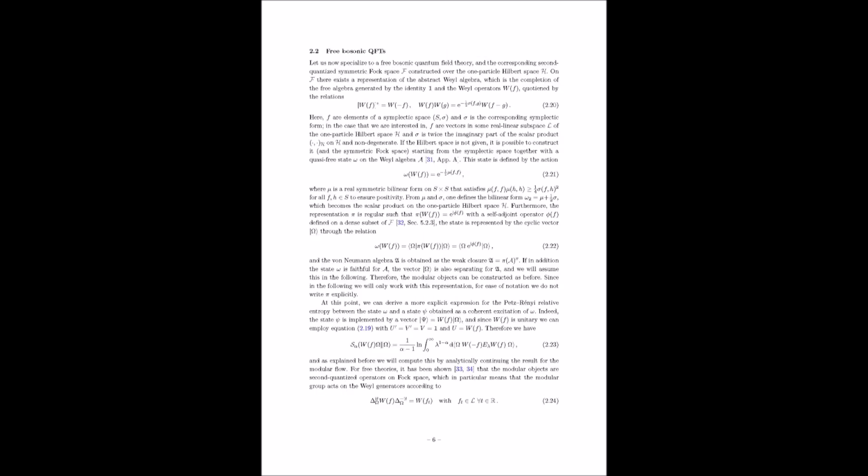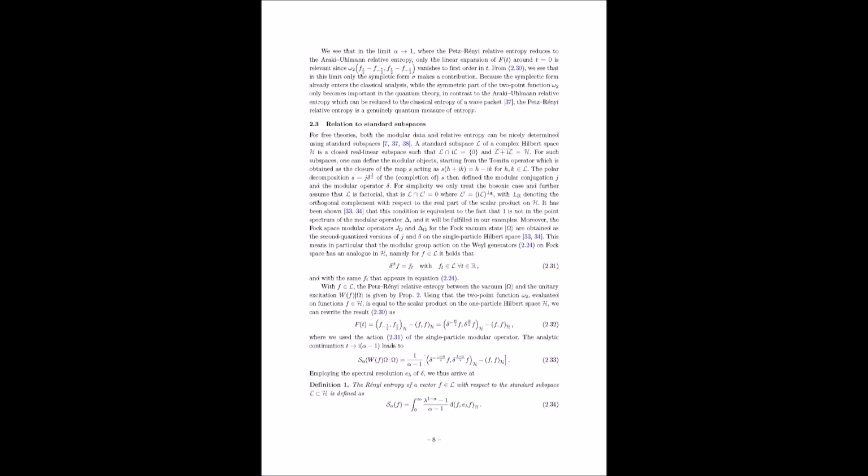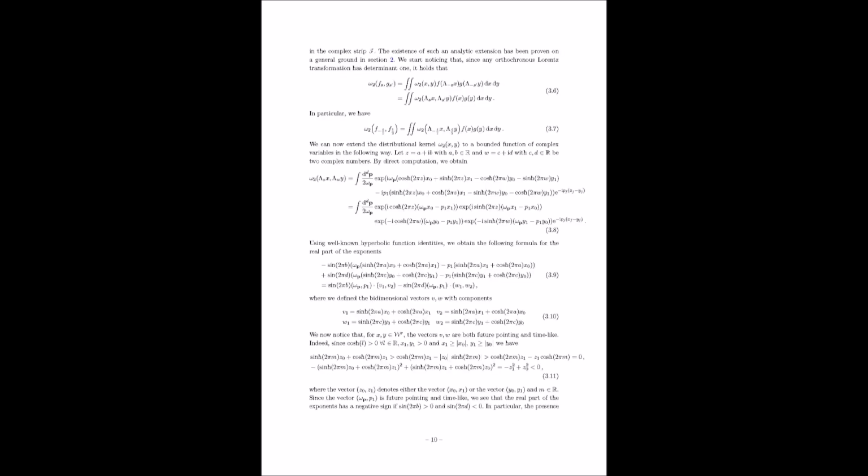And this specific action of the modular operator is what allows us to calculate the Petz-Rényi relative entropy in this setting. They demonstrate that it can be calculated using something called the two-point function of the quasi-free state. Ah, the two-point function makes a comeback. Remind me what that is again? It's a mathematical object that captures the correlations between different points in the quantum field. Think of it as a measure of how much the field at one point knows about the field at another point. So it's like a map of the interconnectedness of the quantum field.